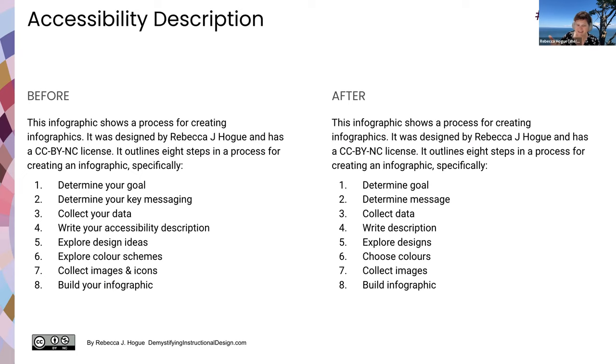And it has a CC BY-NC license. It outlines 8 steps. So you can see the numbers that are on it, creating the infographic, and then specifically what the steps are. That's how I describe my infographic in my alt text. But you can see that it changed a bit from when I first described it, but this is how I first described it. And I think doing this activity of writing the accessibility description before actually designing it helps to focus what it is you're trying to communicate and what that message is. Because then now you can tell somebody what that message is.